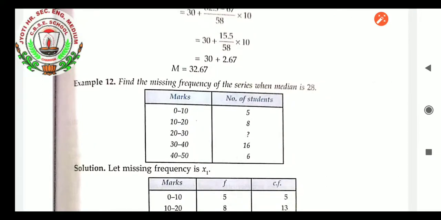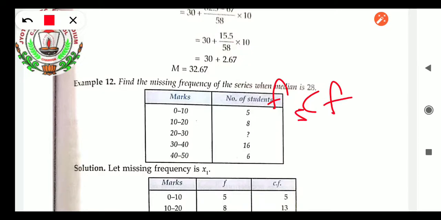In continuous class, inclusive, exclusive, more than and less than, we completed every variety of median in individual series, discrete series, and continuous class. Now we have to proceed with finding the missing frequency of the series when the median is 28. Same as mean, where we calculated the mean in that question, we have to take the missing frequency. Let us proceed. Marks and number of students are given. From this f we will take CF.